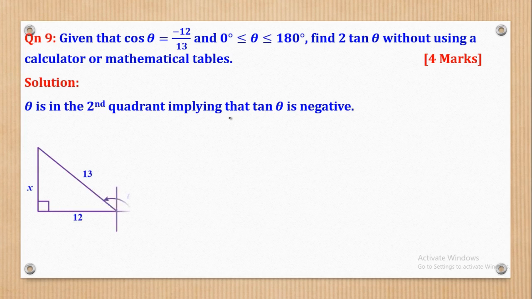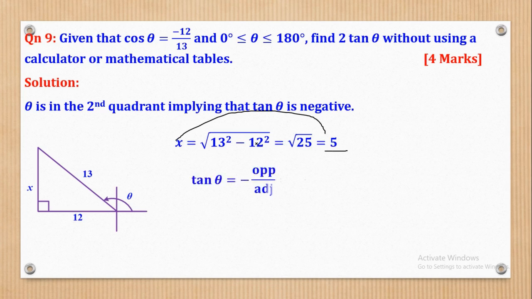So next is to come and draw a diagram. So this is the value of theta now. This is now the triangle in the second quadrant. So 12 and 13. Remember, cos theta is equal to adjacent over hypotenuse. So this is the adjacent and this is the hypotenuse. So this will now be the opposite. So you have to get the value of x because tan theta is equal to opposite over adjacent. So the first thing to do is to get the value of the opposite. So by Pythagoras theorem, x will be equal to the square root of 13 squared minus 12 squared, which will be equal to the square root of 25, which gives me 5. So the value of x is 5.